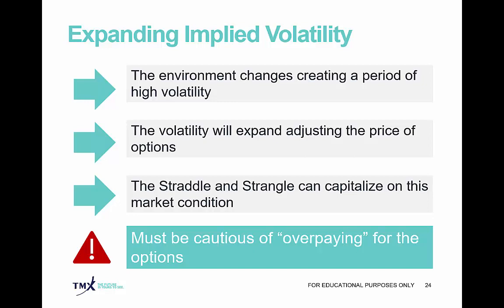Remember that the environment changes, creating a period of higher implied volatility. So this expansion of implied volatility adjusts the price of the option contracts. And so the straddle and strangle can capitalize on this market condition, provided that we as the trader are actually paying attention. So if we recognize that this is something that we need to be considering, then we can go in and create the strategy ahead of when this expansion starts to take place. Because if not, we may end up overpaying for the option.